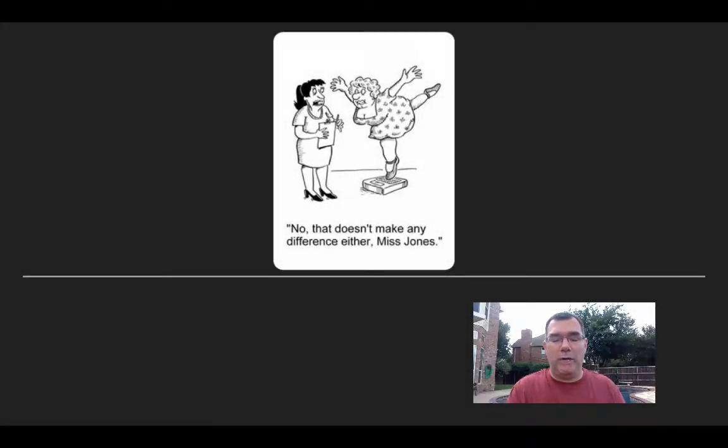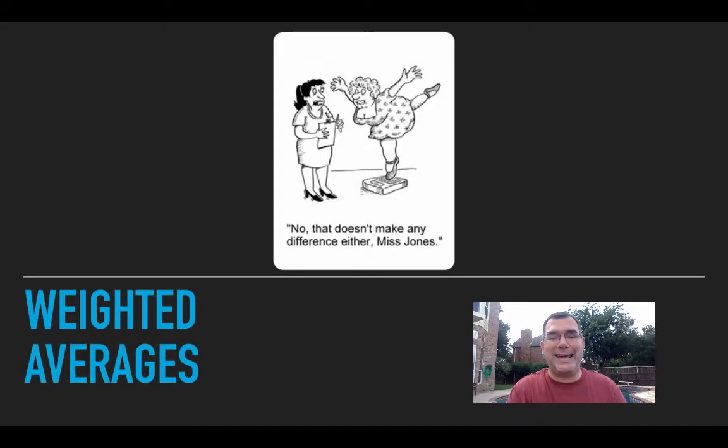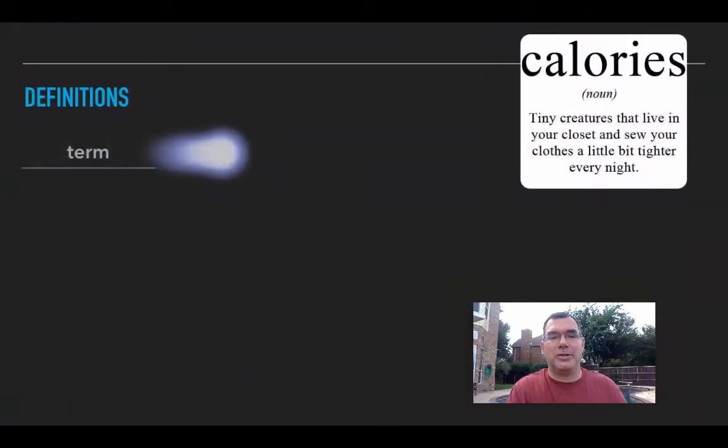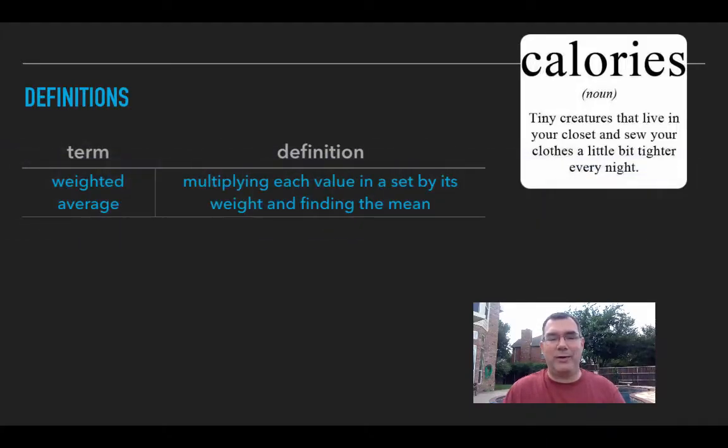Hello again. We are finishing our discussion on linear equations for now by talking about weighted averages. All right, so let's define a few things again. The weighted average is just multiplying each value in a set by its weight and finding the average of that. So basically what it says.